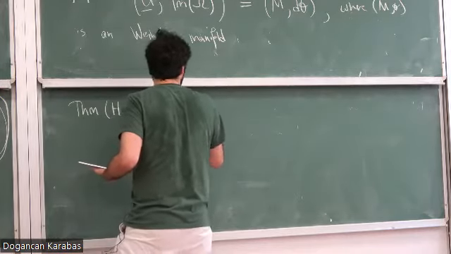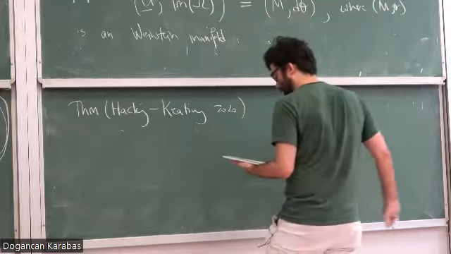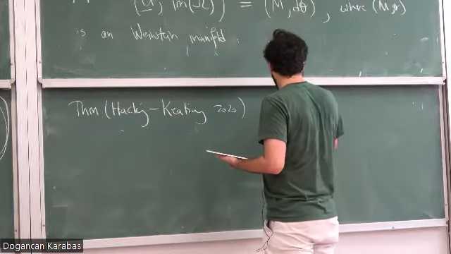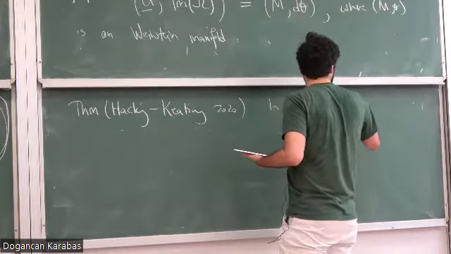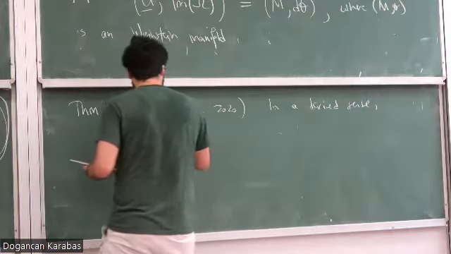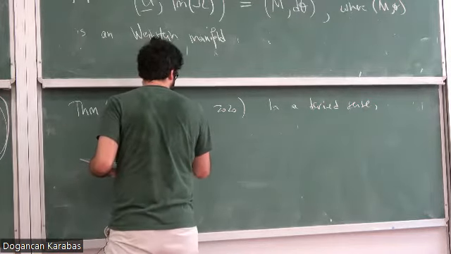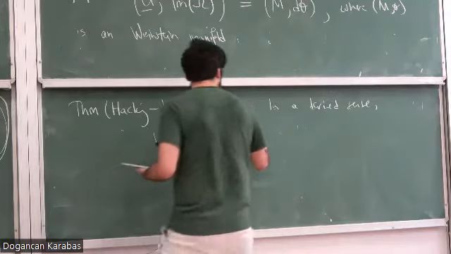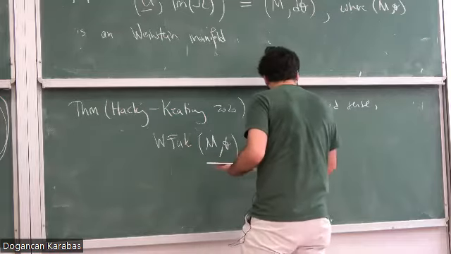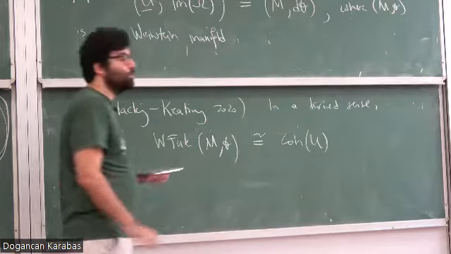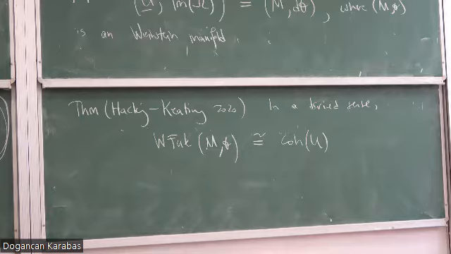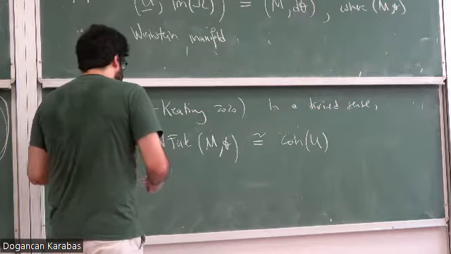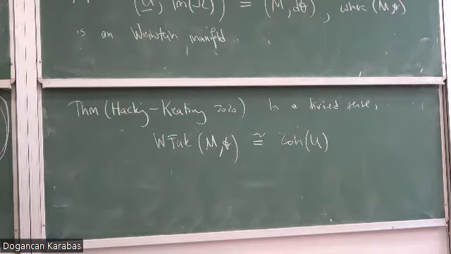Hacking Keating, it's from like 2020. In a derived sense, the wrapped Fukaya category of this Weinstein manifold is symplectomorphic to the category of coherent sheaves on U with its standard J, right? Okay, so now if you go and look at this paper, then you will see a very different statement.